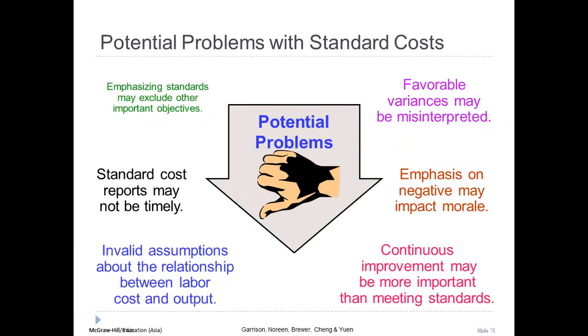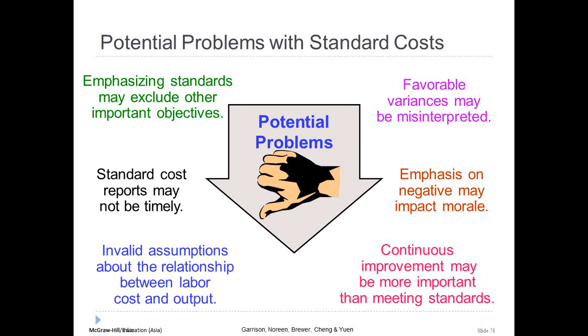Labor variances make two important assumptions. First, they assume that the production process is labor-paced. If labor works faster, output will go up. Second, the computations assume that labor is a variable cost. These assumptions are often invalid in today's automated manufacturing environment where employees are essentially a fixed cost.